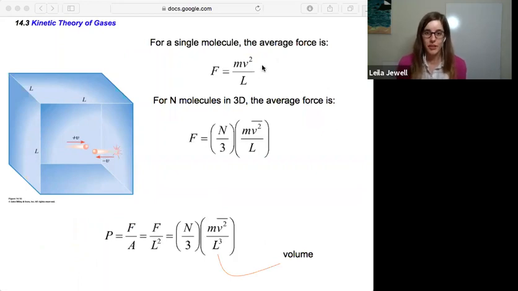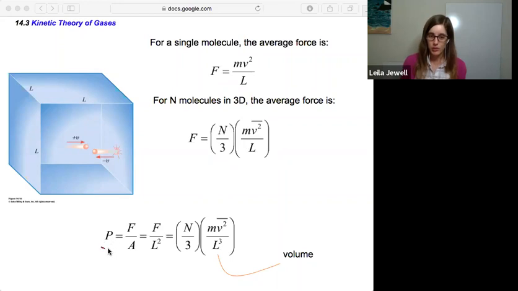So for the single molecule, the average force is mv squared divided by L, the length, which is just the size of our box. If we have N molecules in 3 dimensions instead of just a single dimension back and forth like Pong, then the average force is going to be this same average force, but times the N molecules, because we have N times as many collisions, divided by 3, because now they're colliding with the other walls too, right? We have 3 different dimensions to go between. So it divides out, we get a few less collisions with a single wall.